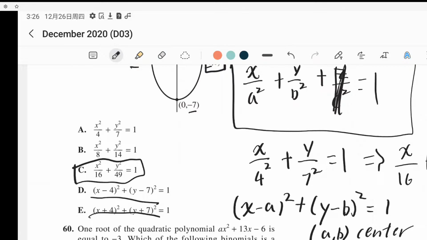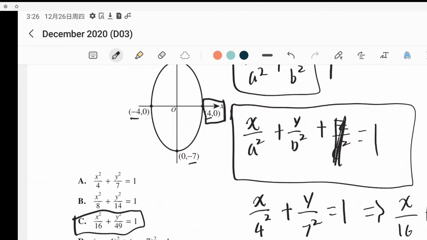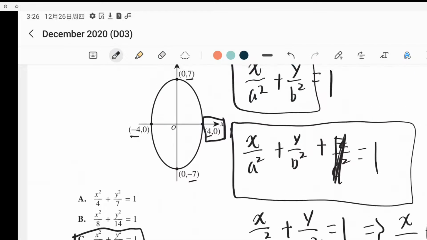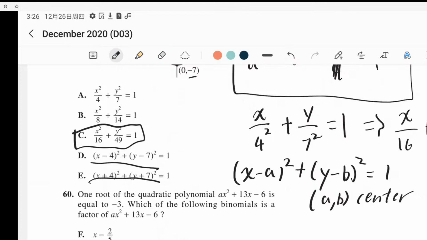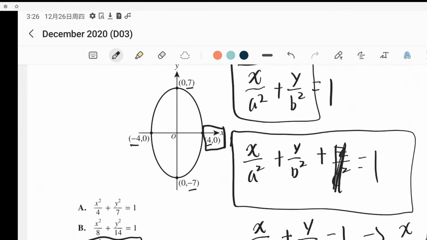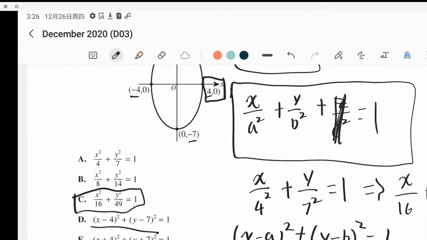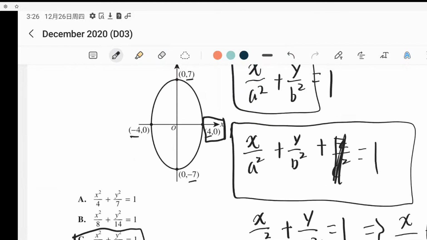So do not confuse the ellipse formula with the circle formula, because this is very different. And one question could matter from a 35 to a 36. So let's not confuse ourselves.